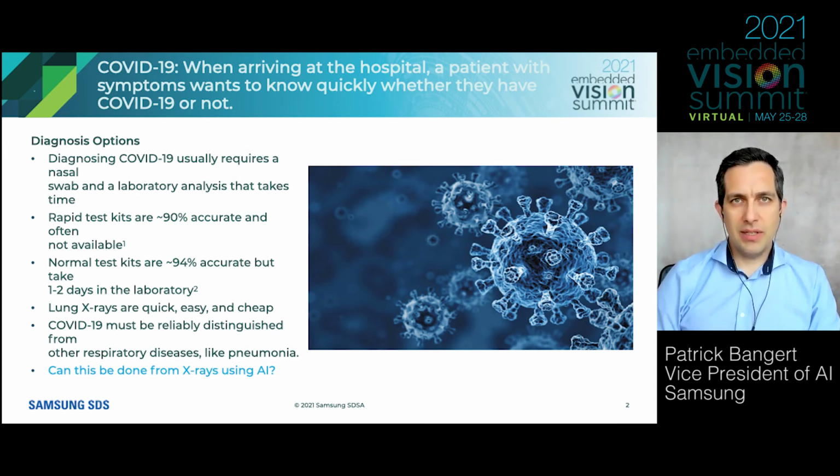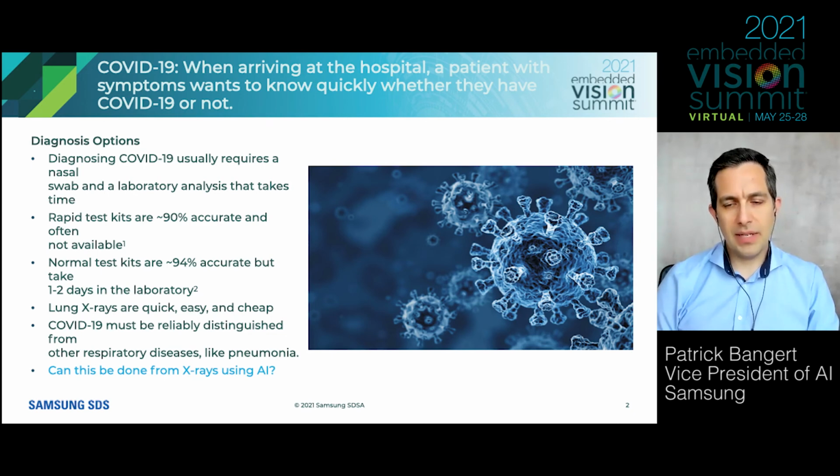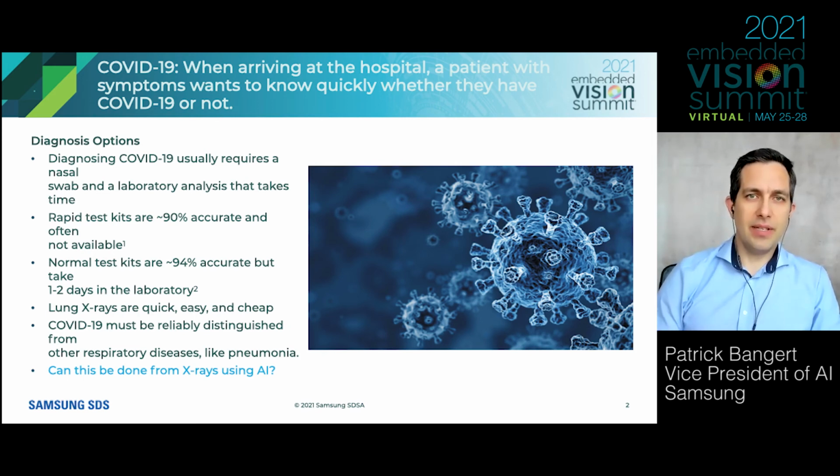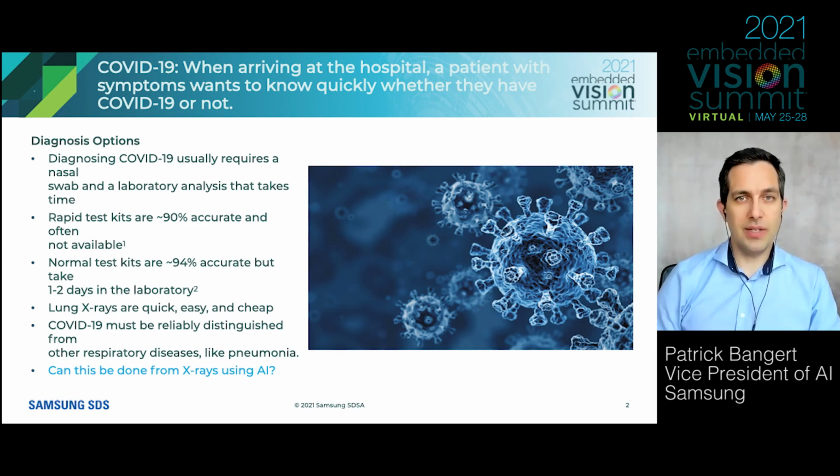An X-ray machine is a lot more ubiquitous around the world, and taking an X-ray, looking at an X-ray is a stable process that is very common even in other parts of the world. And so the question is, can we, in an acute patient, detect COVID based on a lung X-ray? And of course, the answer is yes, otherwise I wouldn't be here today. So we're going to talk about how to actually make that happen.